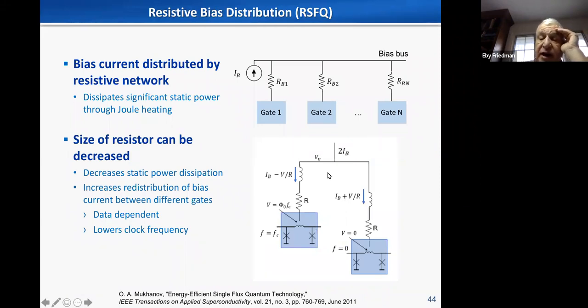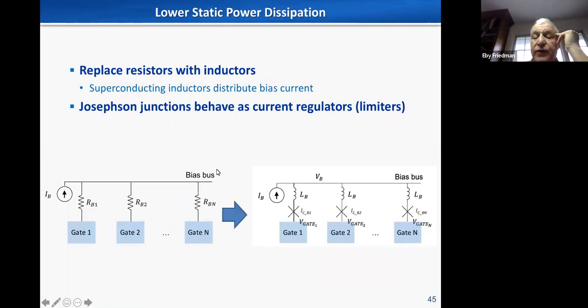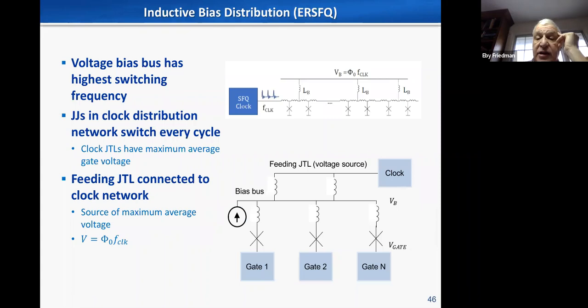You have to worry about resistivity. So people use a resistive tree, a kind of a voltage divider. That's the classic way of doing it, but that's expensive power-wise. So people have now moved to an inductive distribution system shown here, and there are other issues. And notice the junctions are now in here as well, and you have to make sure that the clock frequency is the highest. This voltage is the highest voltage and the highest frequency on the system, so that it doesn't generate additional pulses.